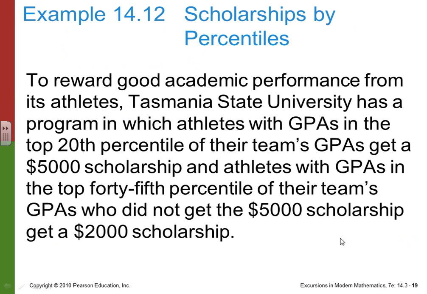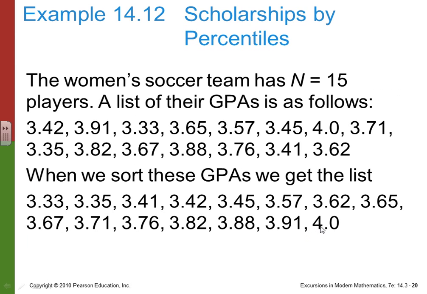So I've got scholarships, and I want to know the 20th percentile of the team's GPA, which got $5,000 or more in scholarships. Okay, so I line up GPAs, and are they all lined up? I guess they're lined up. So I sort them. So that's my unsorted list.